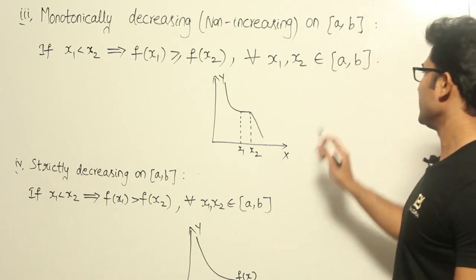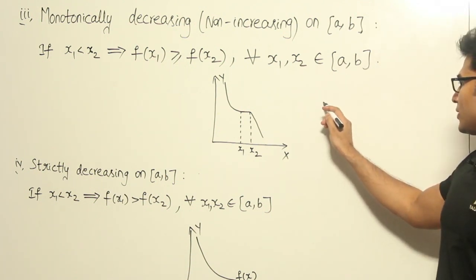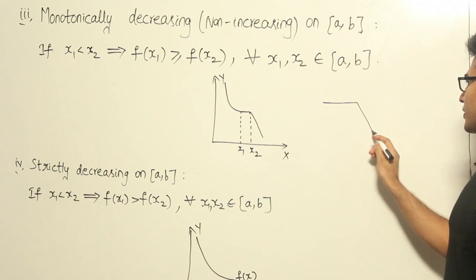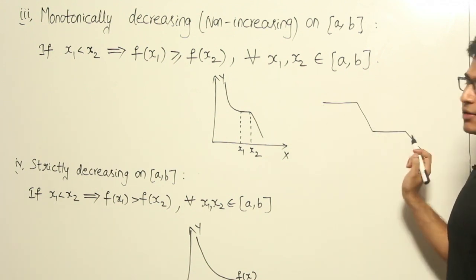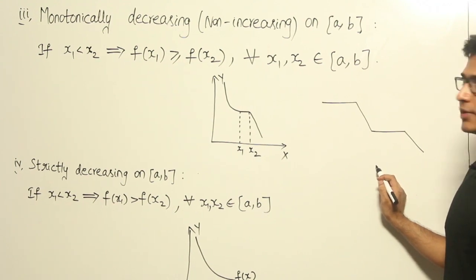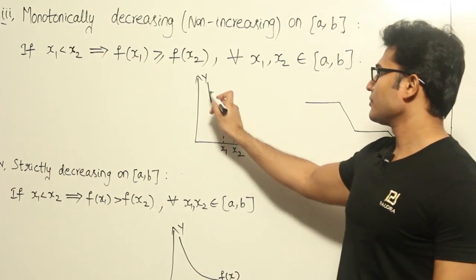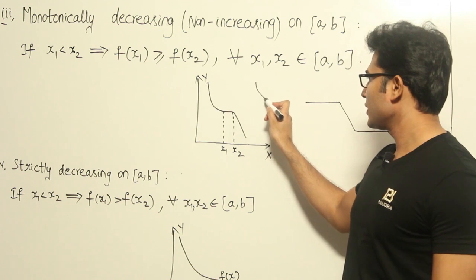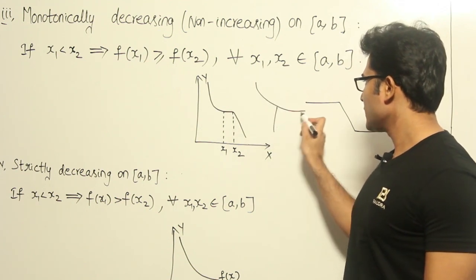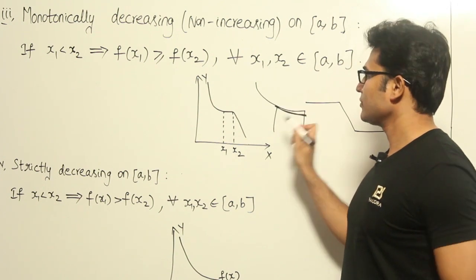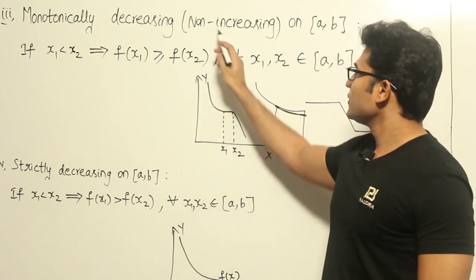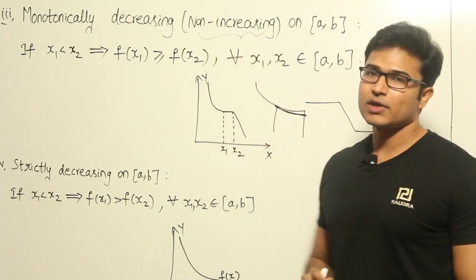If it is monotonically decreasing, it means that it could either remain the same or it could decrease. If a function is behaving like this, then it is called monotonically decreasing, right? Now if you see this in this diagram, we have drawn the diagram like this, and we are saying that this is monotonically decreasing because it is actually decreasing and not increasing, right? So if it is non-increasing, you can say that it is monotonically decreasing.